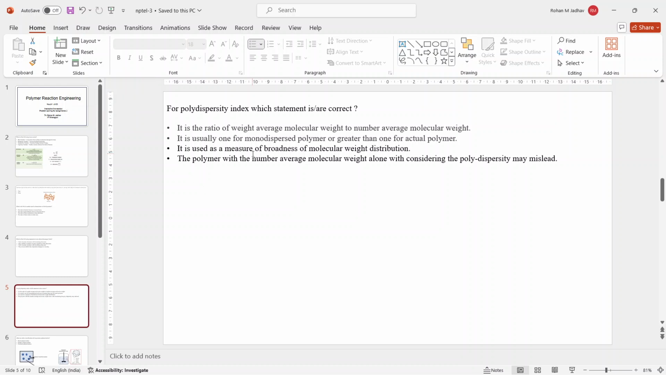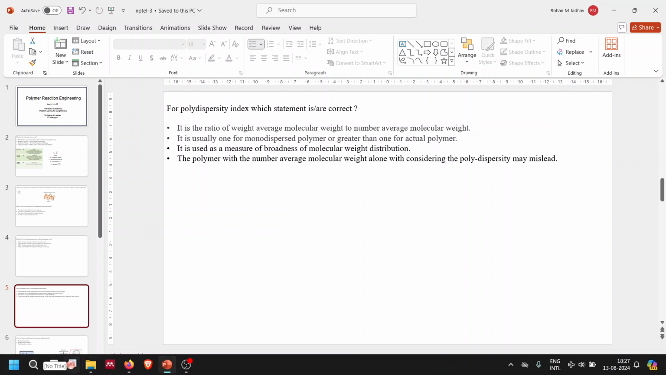So first of all, the definition of polydispersity index from the first class, we know that it's the weight average molecular weight of a polymer divided by the number average molecular weight of a polymer.